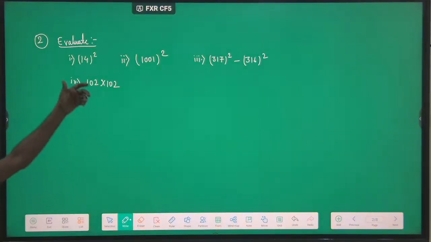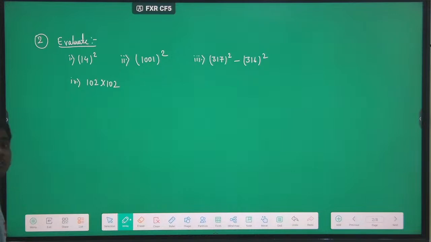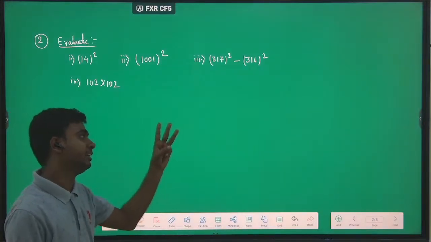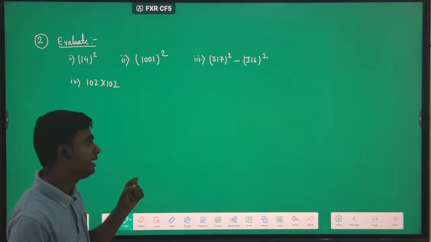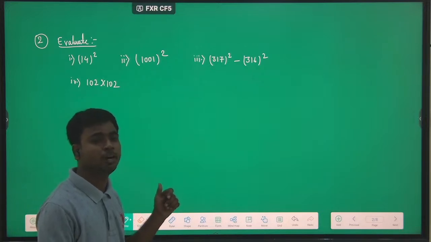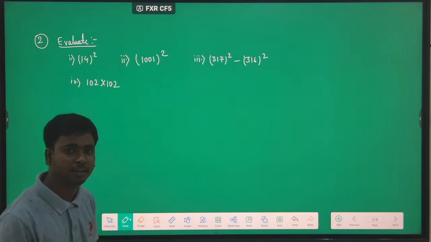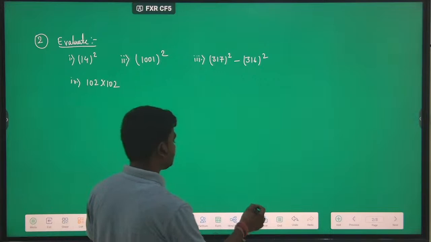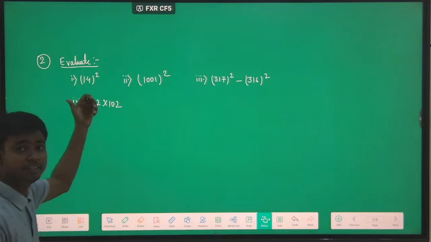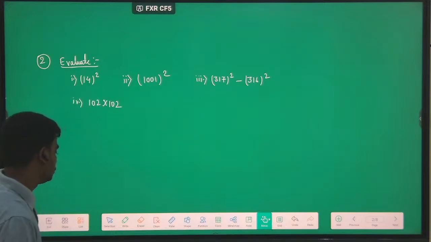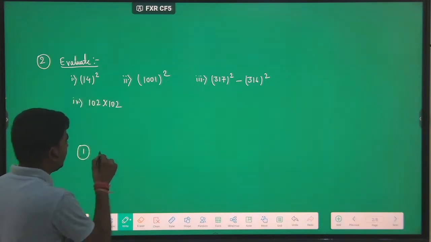Our next question is, we have to evaluate the value of this type of questions using our three identities. What are they? A plus b to the power 2 is a square plus 2ab plus b square. A minus b to the power 2 is a square minus 2ab plus b square. And a square minus b square is a minus b multiplied with a plus b. So we have to use one of these identities which is suitable under this question, and we will solve this question. So first of all, we are moving to our first question, which is 14 square.